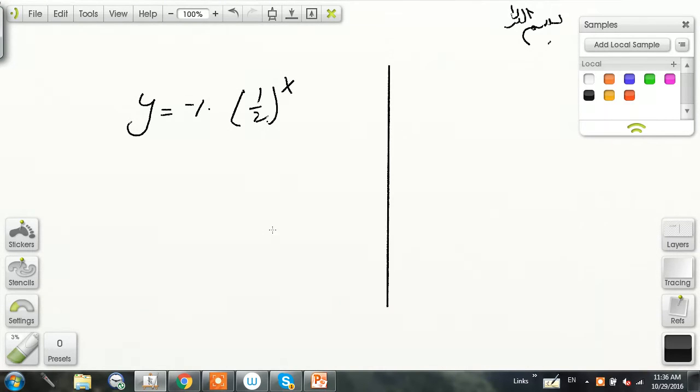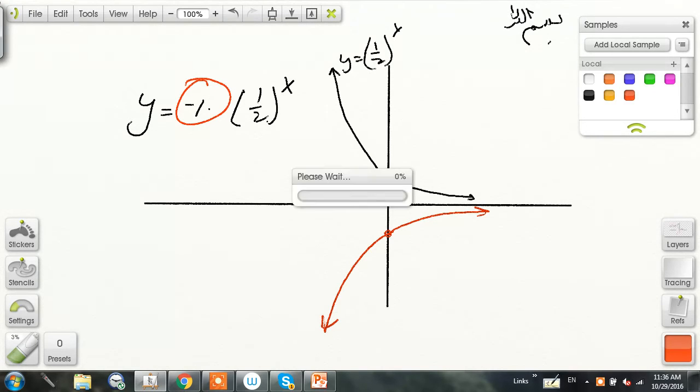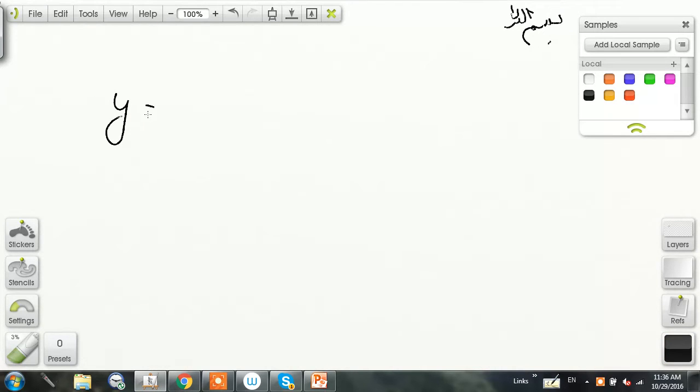It's going to be a mirror image of the other parent function, right? So if this was like the original parent function right here, if this was y equals 1/2 to the x, this one is going to be a mirror image like this. Does that make sense? Yes? Okay. Yes? How about this one? Y equals 1/2 to the x plus 3. How is that going to look like?